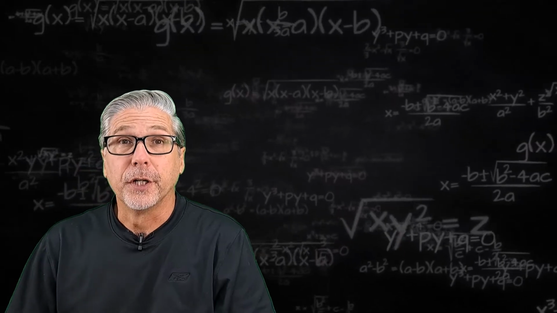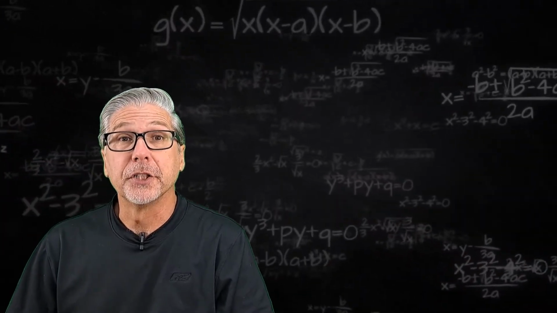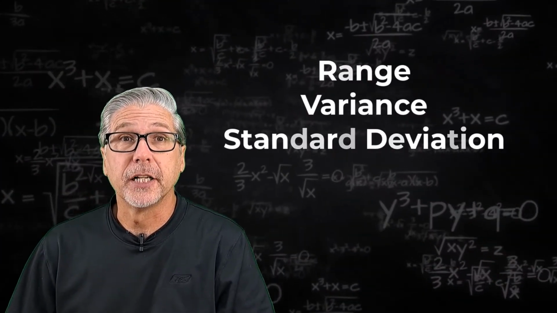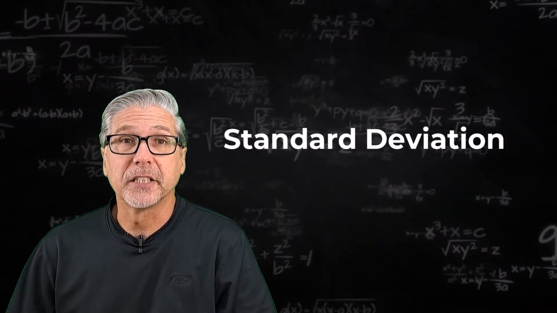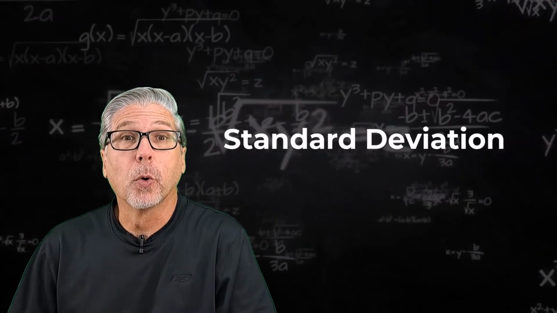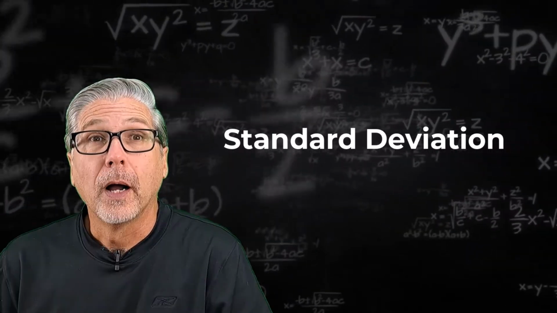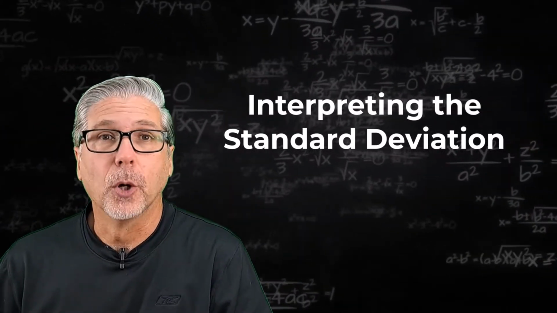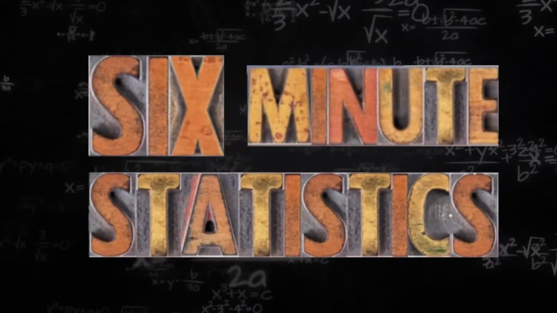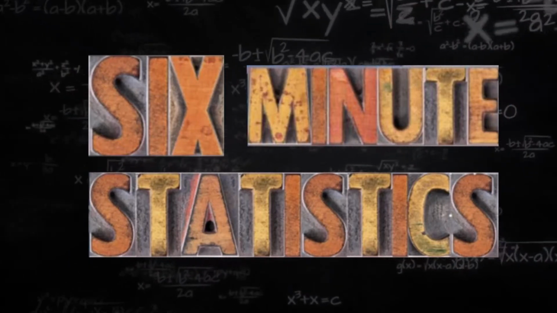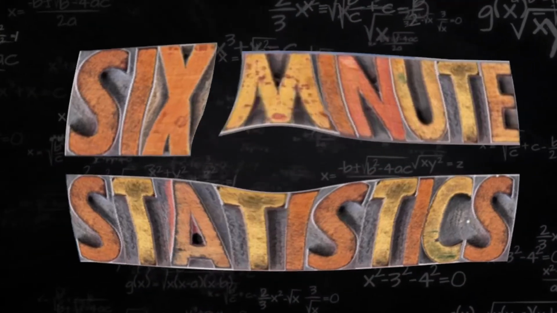In an earlier video, I talked to you about the three measures of variation: range, variance, and standard deviation. And I told you that the standard deviation was the best measure to use because it's the one that's interpretable. How do we do that, you wonder? Don't worry, I'll explain that in the next 6 minutes. Let's go. Give me 6 minutes and I'll teach you something new. Now, let's get to work.